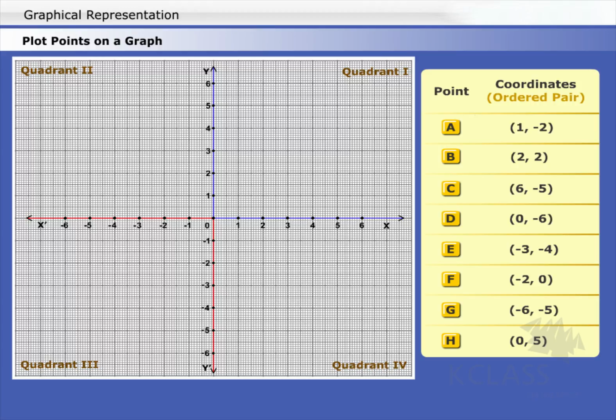First, select the point you wish to plot. Click on a point in the table. Then plot the points in the graph by clicking on the correct coordinates. These are how we plot the points.